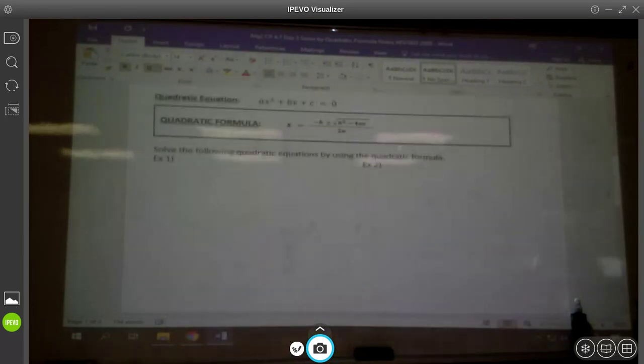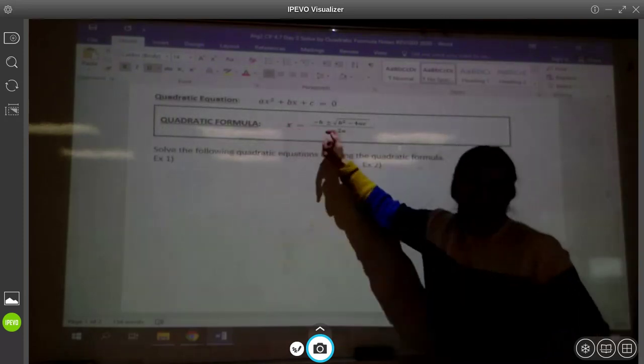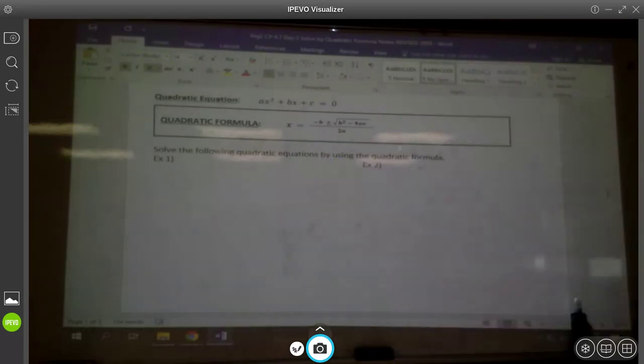All right, so guys, we're going to be solving a quadratic equation using the quadratic formula. So here's our formula. Now let me grab us an example real quick. I have to find a certain kind of problem, so just give me a second, please.